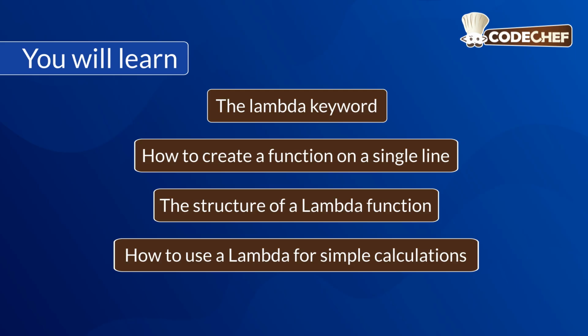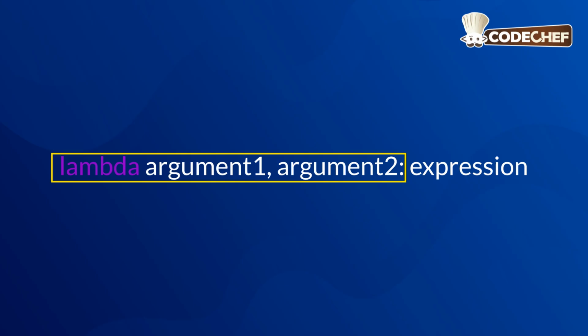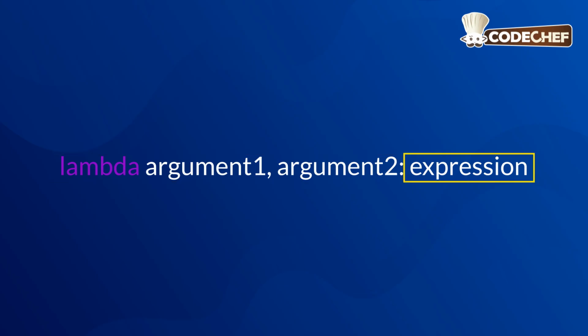A Lambda function is a small, anonymous function. We define it using the Lambda keyword. The basic structure is Lambda arguments : expression. The arguments are the inputs, and the expression is the single calculation it will perform. You can have many arguments, but only one expression.